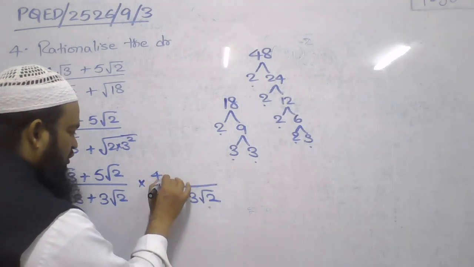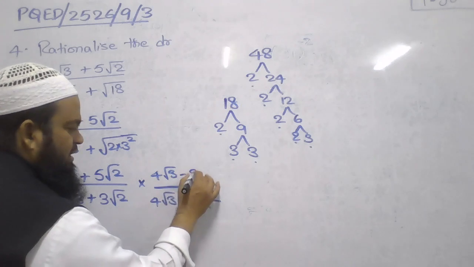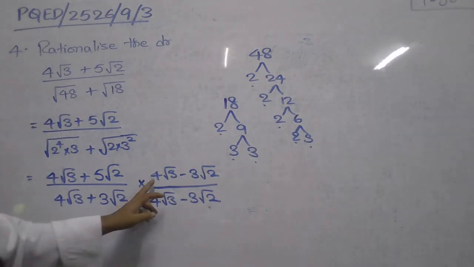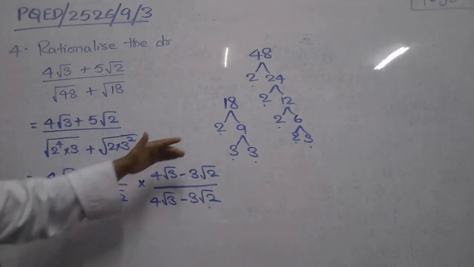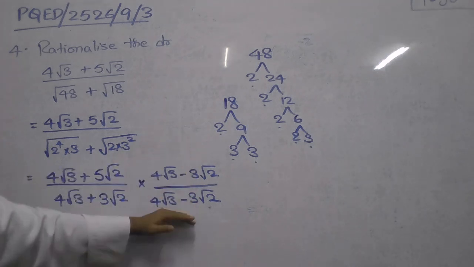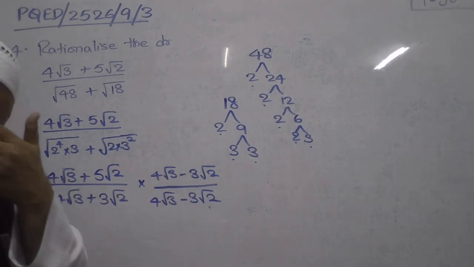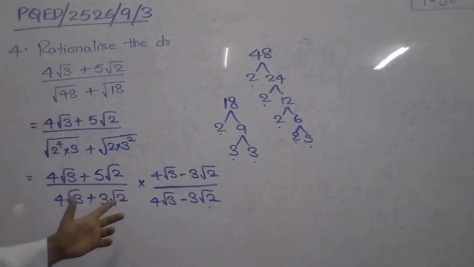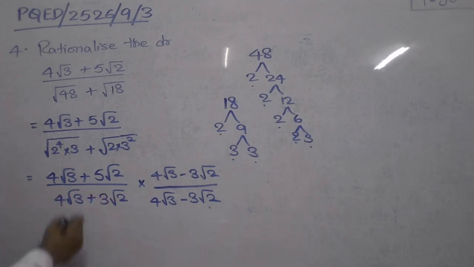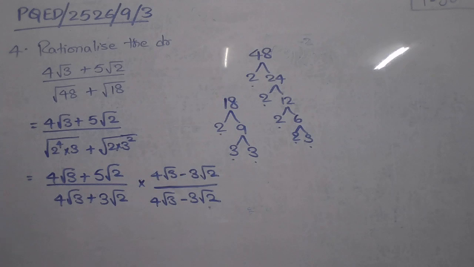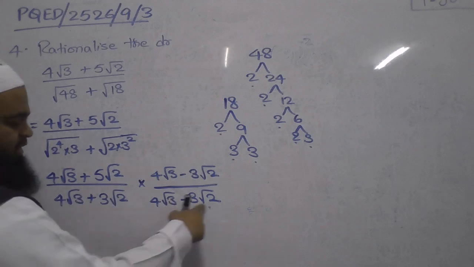And in the numerator also you have to multiply with the same number, because if you cancel the numerator and denominator, the same value is left. You can multiply or divide as long as you don't change the value. Understood? So now in the numerator, you have different expressions, so you have to multiply. But in the denominator, we have a plus b into a minus b.